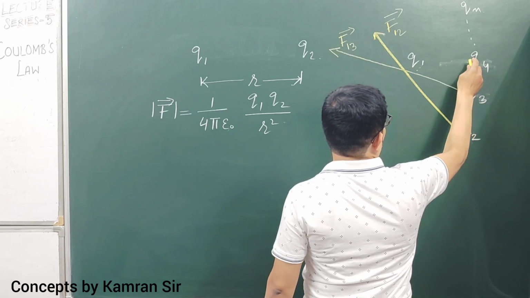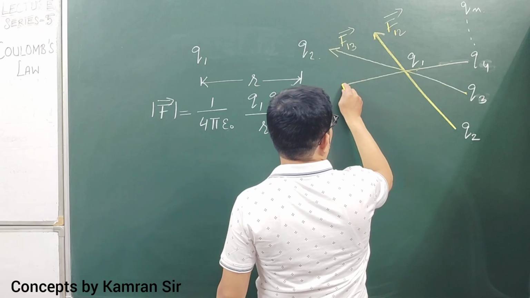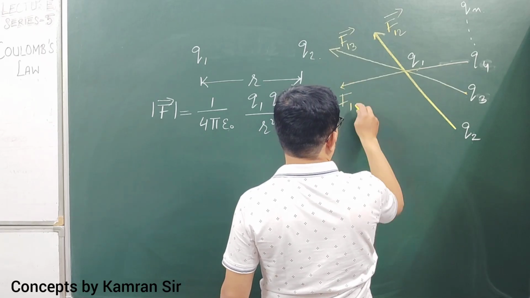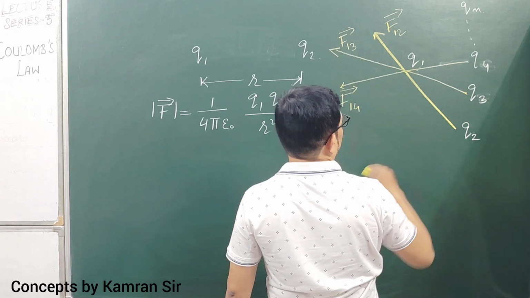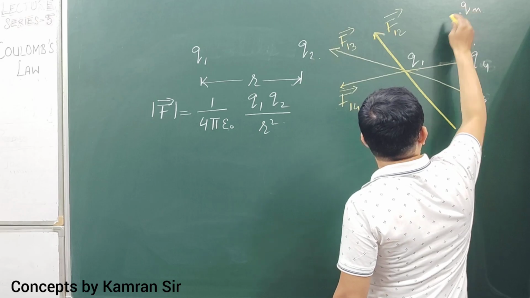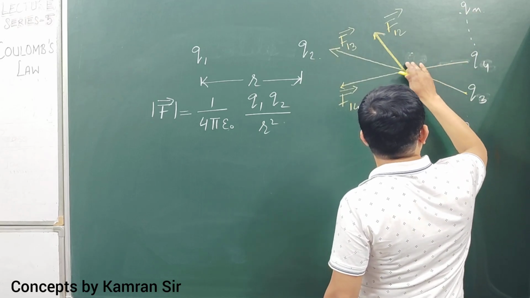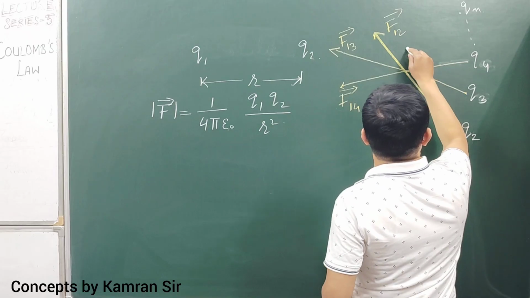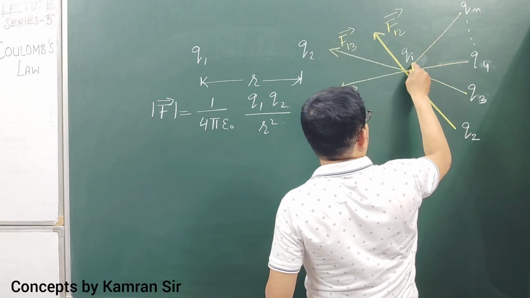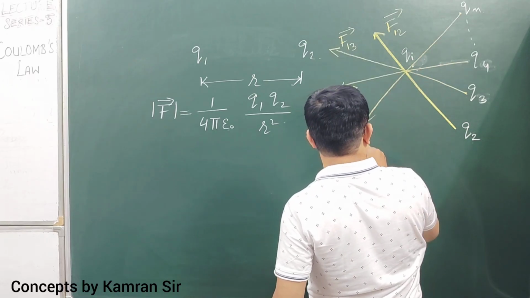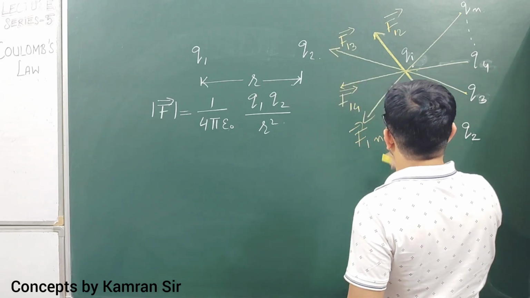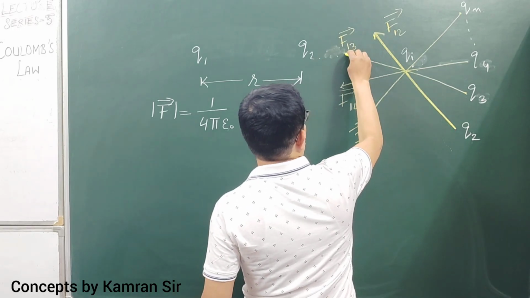We'll draw it here, and we'll have the representation force on 1 because of charge 4. Similarly, if this is the nth charge, what is the force on Q1 because of the nth charge? We can draw a line here to represent the electrostatic force direction, force on 1 because of the nth charge. So this is how we can draw the vector diagram.